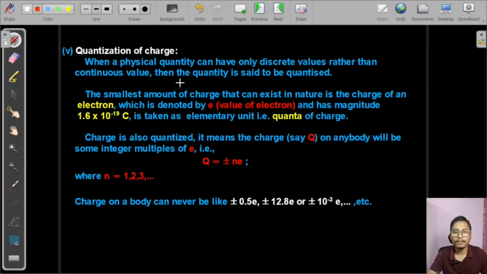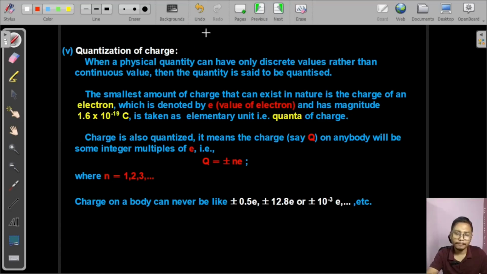quantization of charge. What's meant by quantization of charge? Quantization of any quantity. When a physical quantity has discrete values rather than continuous values, then it is said to be quantized. That means it has discrete, quantized values.